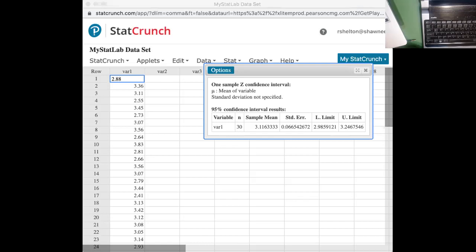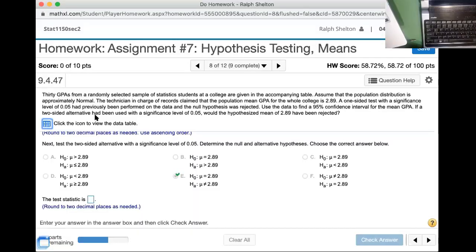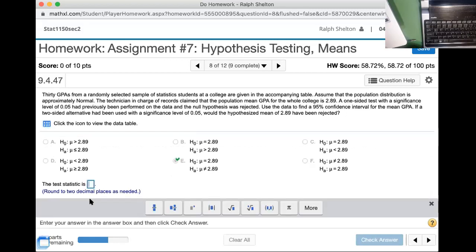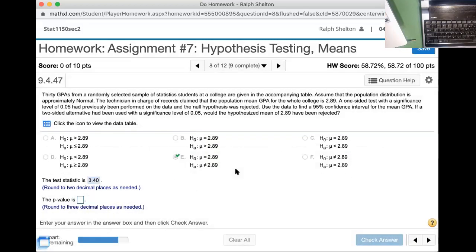Let's go back to the problem. I got to reshare screens again here. Okay, it says type in the test statistic to 2 decimal places. So that's going to be 3.40. Check answer. Okay, likes that. Now it wants to know the p-value.